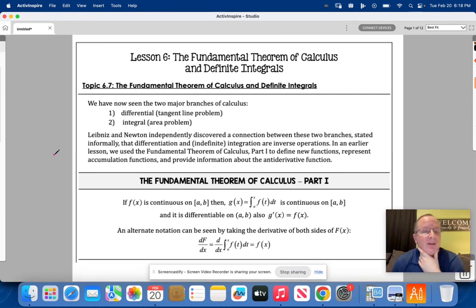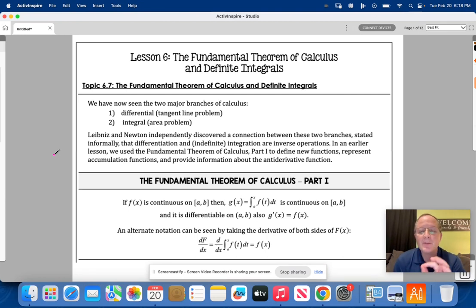All right, so now we've seen two major branches of calculus: differential, the tangent line problem, finding slopes, and now the integral, which is the area problem. Leibniz and Newton independently discovered the connection between these two branches, stated informally that differentiation and integration are inverse operations. They wipe each other out. They're opposite. In an earlier lesson, we used the fundamental theorem of calculus part 1 to define new functions, represent accumulation functions, and provide information about the antiderivative. Okay, cool.